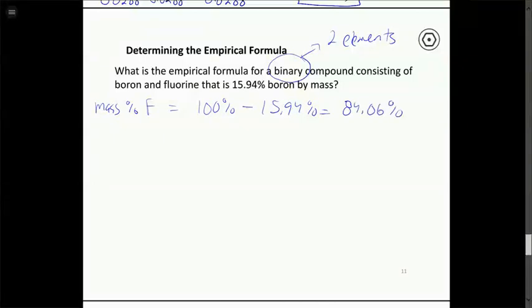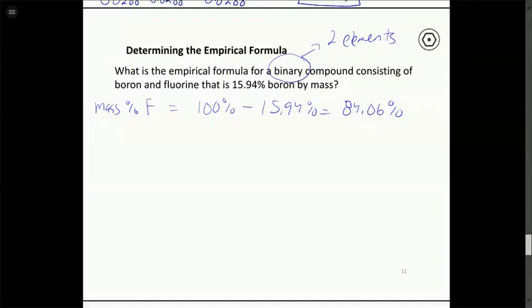All right, there's only 2 elements, so if it's 15.94% boron, the rest has to be fluorine. Okay, so those are the mass percents, and then how do we deal with mass percents when we want to convert those into an empirical formula? As I said, when you're doing these types of problems, you can assume whatever amount of compound is convenient for you. So if we're dealing with mass percents, let's assume that we have 100 grams of compound, and that would tell us then that we have 15.94 grams of boron and 84.06 grams of fluorine.